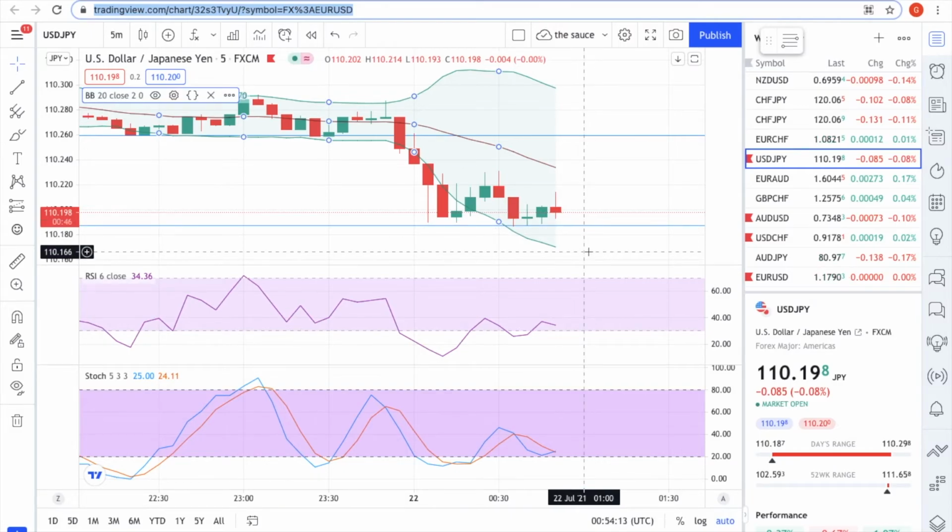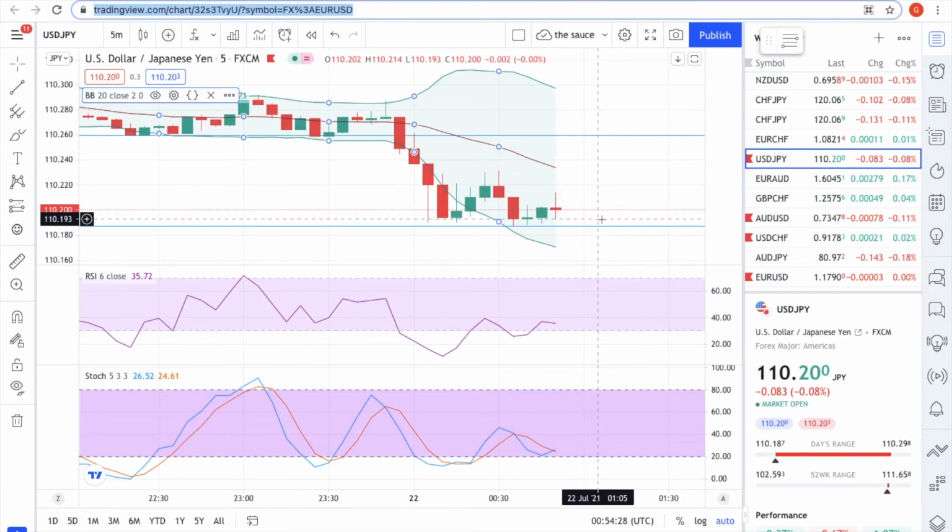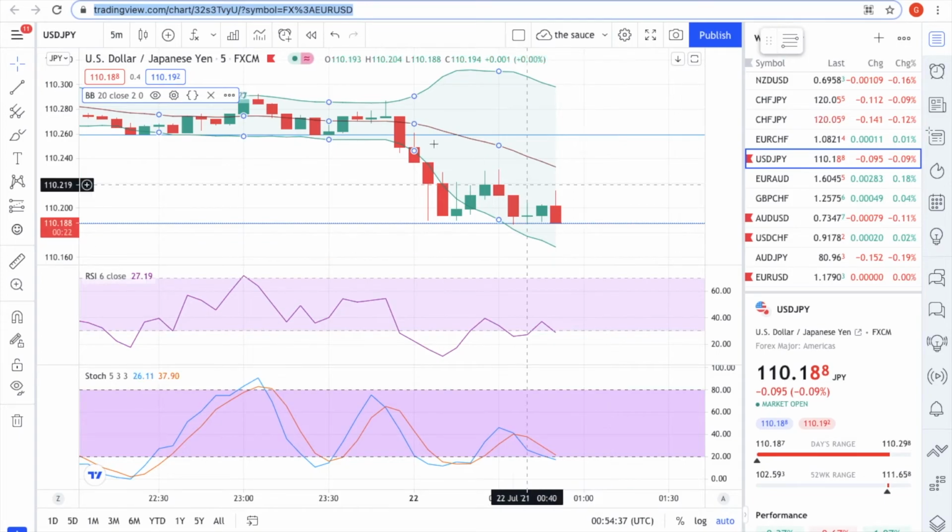We still have about 45 seconds left in this candle. Let's see. It could come down to here because price has been closing in this area. 192. Let's see who's winning this battle. Ooh. 188.